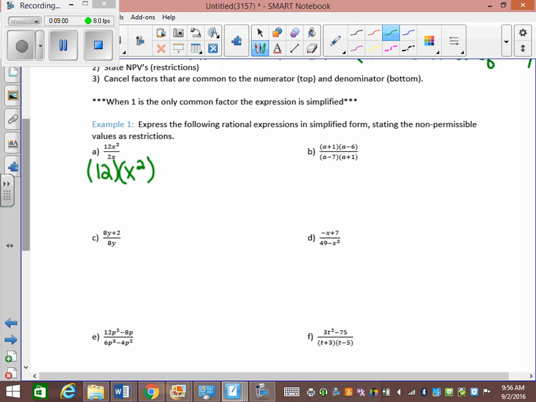On the bottom, I have a 2 and an x. So I'm going to put 2 and x each in its own bracket. Anything that's attached with a plus or minus sign goes in its bracket too, right? Like, they're attached, so they have to go in a bracket. These are done.